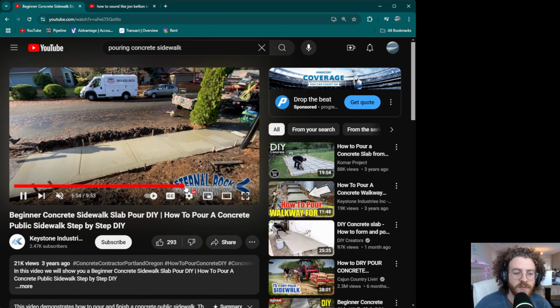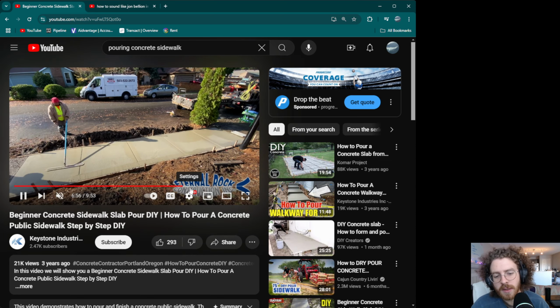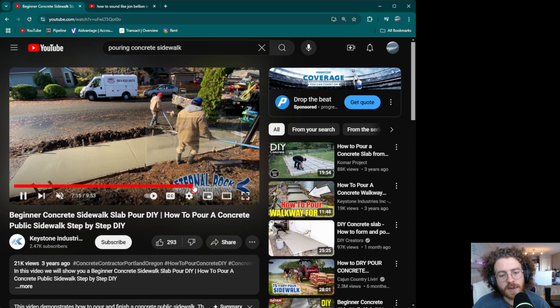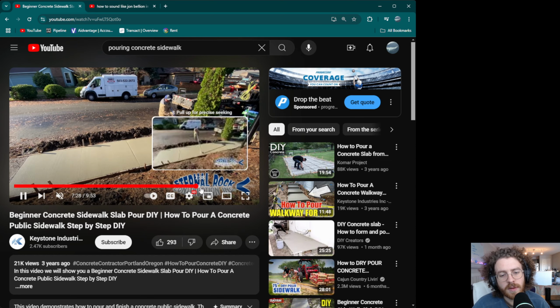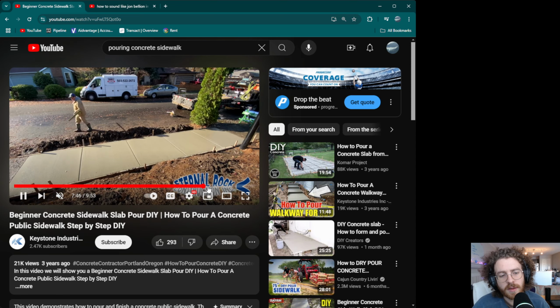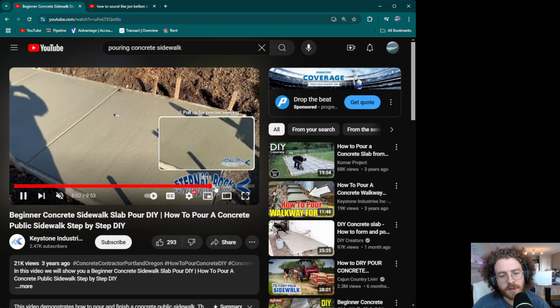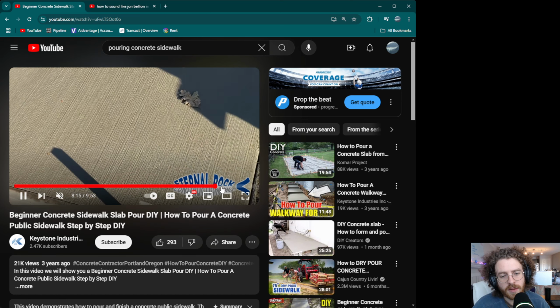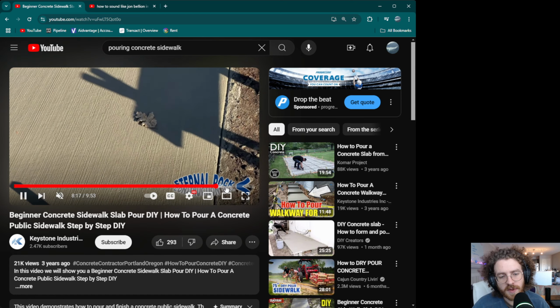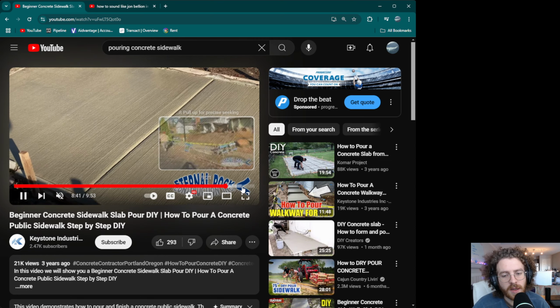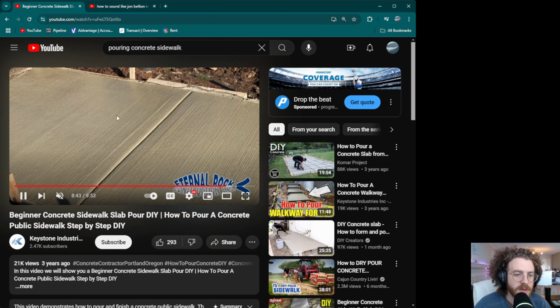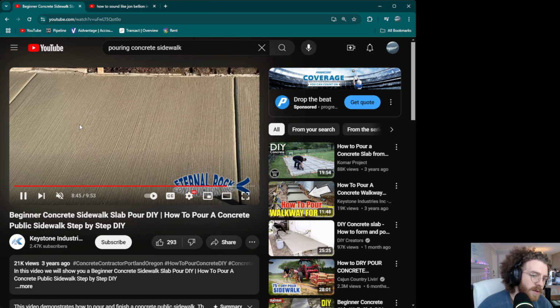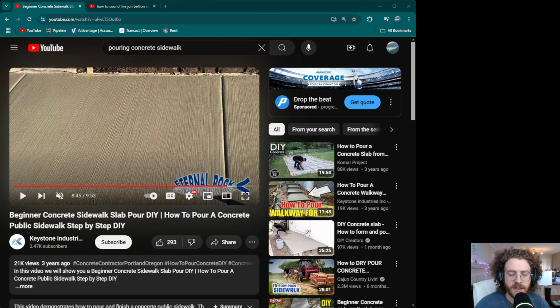Wonder if they're doing a broom finish on this. They got me curious now. Tell you what, these guys putting in the work. It looks good, fellas. Yeah, they did. That's a broom finish. That looks nice. Okay, well that kind of gives you an idea of what it looks like to pour concrete.